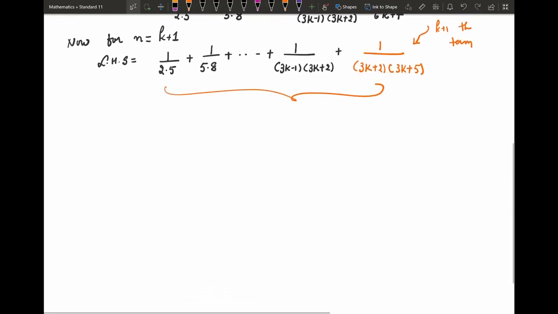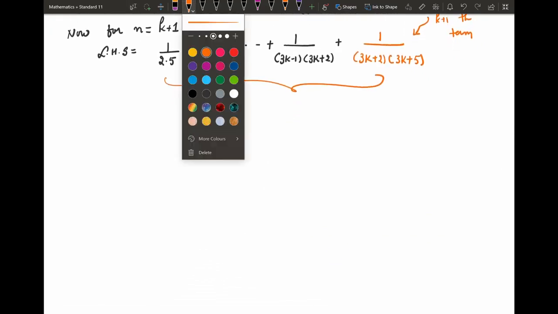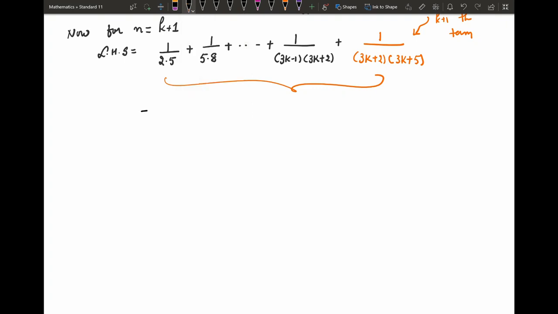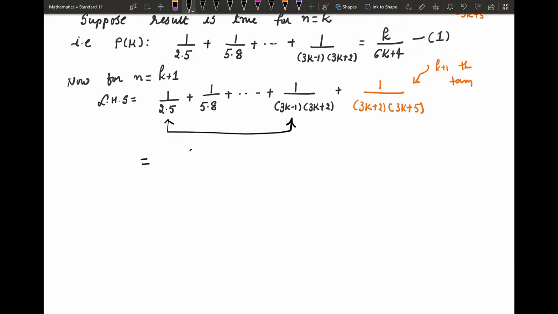So here now first we write sum of first k term according to result 1. According to result 1, value is k upon 6k plus 4 plus 1 upon (3k plus 2) (3k plus 5).